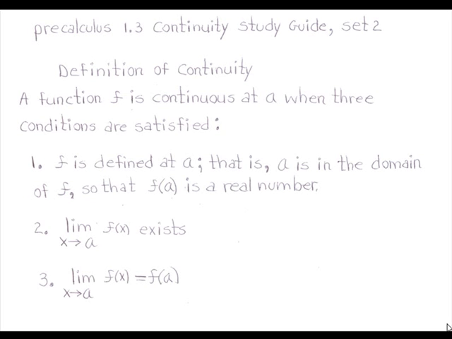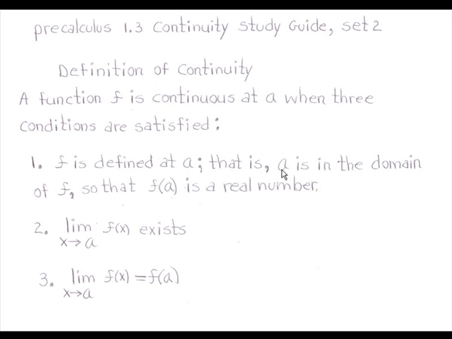This is very important. So you must know and remember the definition of continuity from this point on, just like you know your name, because there are three conditions that must be met in order for a function to be continuous. So let's move right into the definition of continuity, and let's see what it says. A function f is continuous at a when three conditions are satisfied, and a stands for the point for which we're looking. First condition, f is defined at a. That is, a is in the domain of f, so that f of a is a real number.